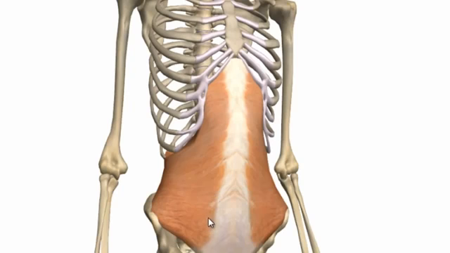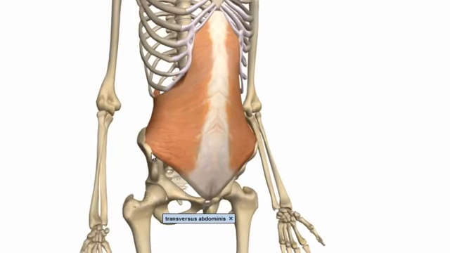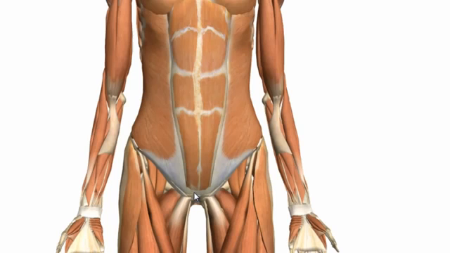So you can see its attachments here: the iliac crest, the inguinal ligament's gone, but it attaches on the lateral parts of the inguinal ligament over here. It attaches on the costal margin, and it attaches in the midline at the linea alba, and also inferiorly at the pubic crest. So those are the muscles of the anterior abdominal wall.